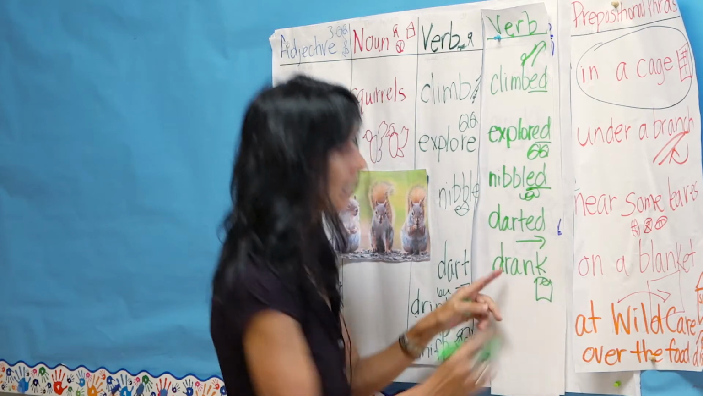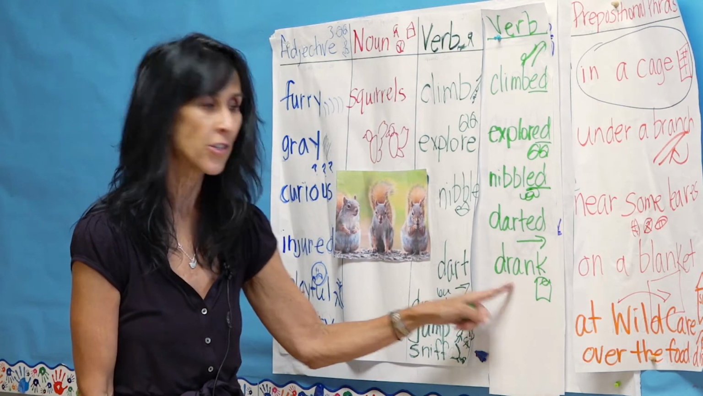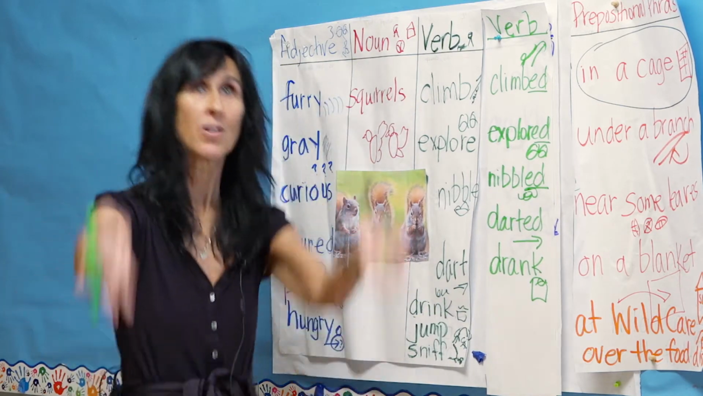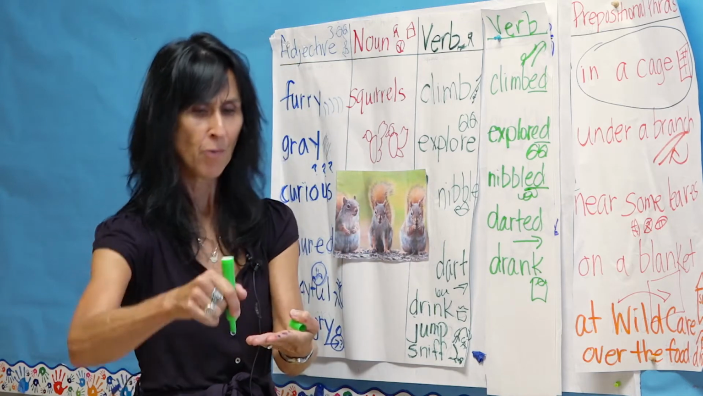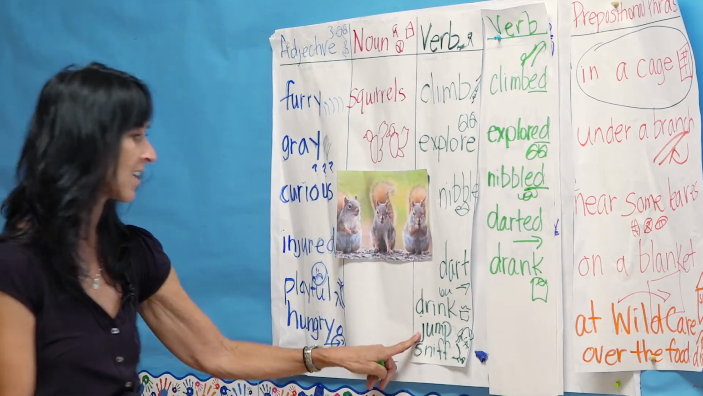Some verbs in English are irregular, which means the whole word changes, like today I swim, yesterday I swam. Today I write, yesterday I wrote. We're going to do one more before we stop.